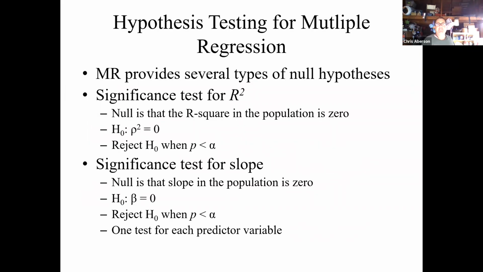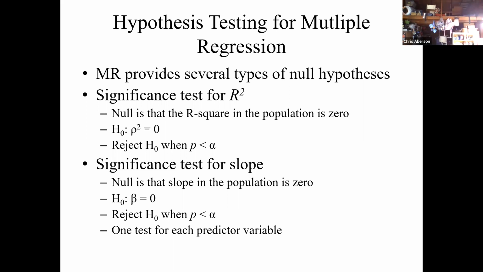Right, hypothesis testing for multiple regression. Multiple regression provides us with 2 different types of tests to which we apply hypothesis tests. The first one is a significance test for the R² value. The null hypothesis is, big surprise, that the R² value in the population is equal to 0. That's noted as rho squared equal to 0. And again, we reject it when the probability is less than 0.05.